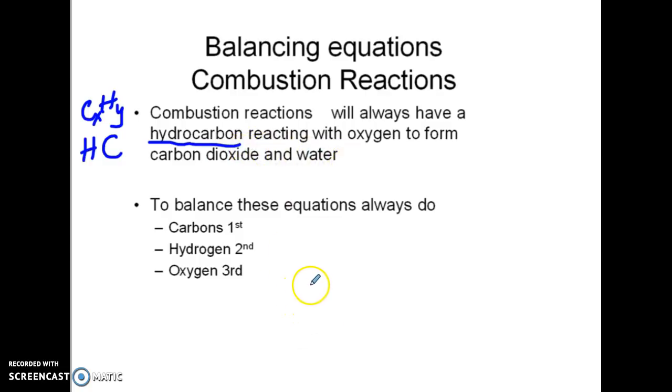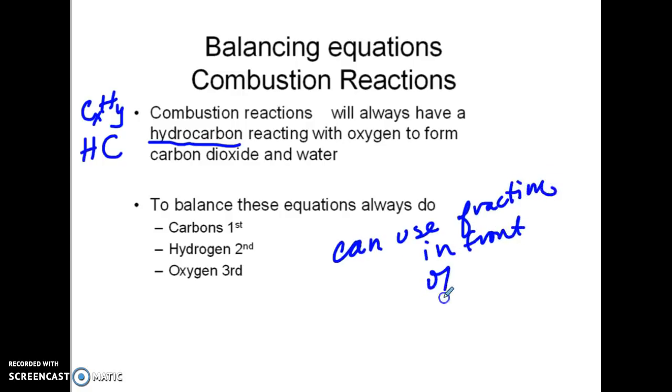When it's time to balance a combustion reaction, you will want to always balance it carbons first, then hydrogen, and do the oxygen last. Because the oxygen is a diatomic, you can use fractions in front of a diatomic. And I'm going to show you guys that right here and right now.